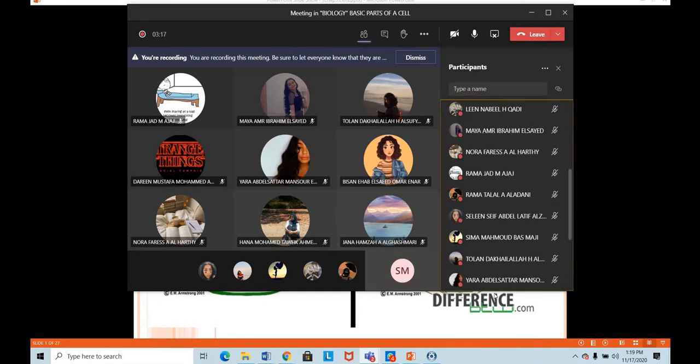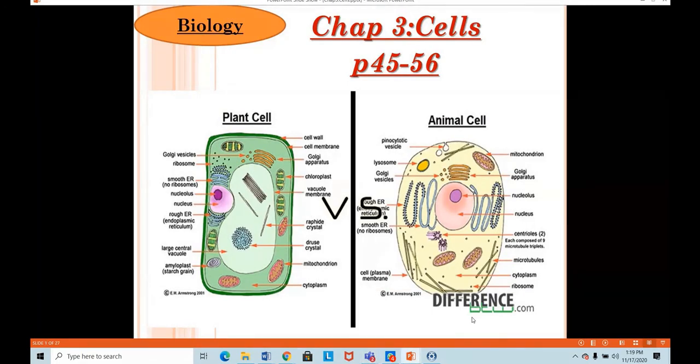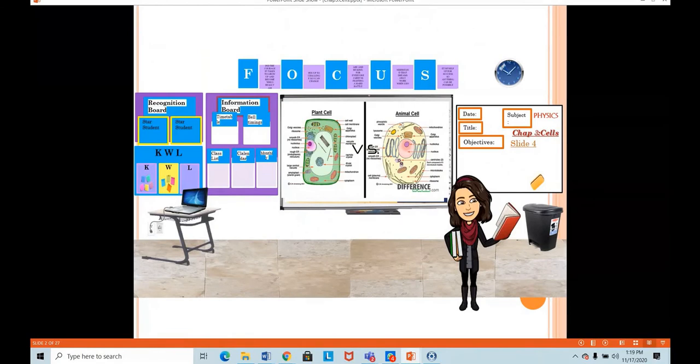Alright, so let's start our topic. Okay, so we are doing chapter 3, which is cells, and today we will be doing page number 49 and 50, inshallah, wherein we are going to study about the basic parts of a cell.